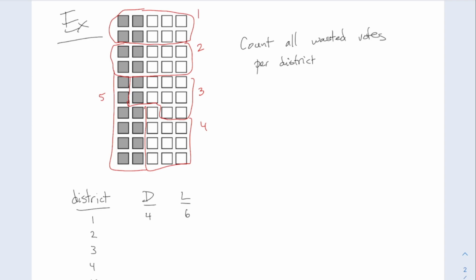In District 2, it's the same situation: 4 D's, 6 L's. In District 3, what I have is 2 dark and 8 light. 2 and 8. District 4 is all light, so that's a 0 and a 10. And District 5 is all dark, that's a 0, 10 and a 0.